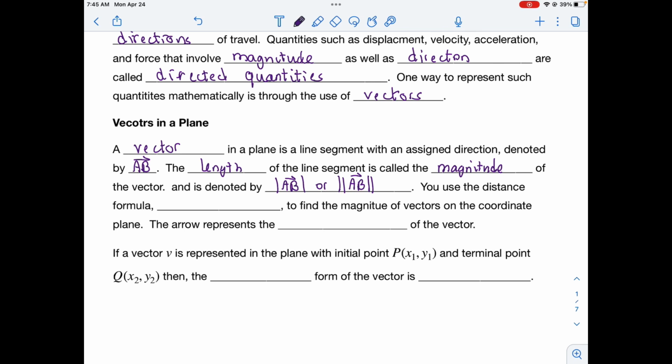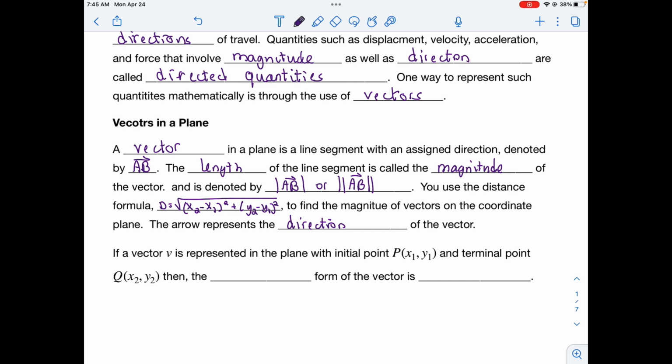Okay, use the distance formula to find your magnitude. Remember from geometry class, our distance formula given two points is the square root of the x of our second point minus the x of our first point, quantity squared, plus the y of our second point minus the y of our first point, quantity squared, to find the magnitude of vectors on a coordinate plane. The arrow represents the direction of the vector.